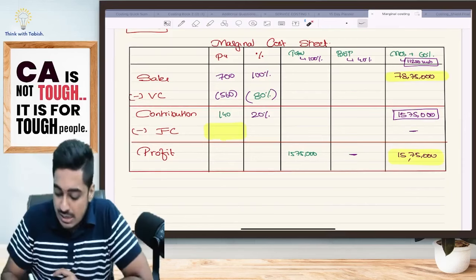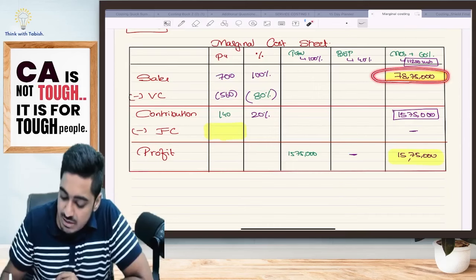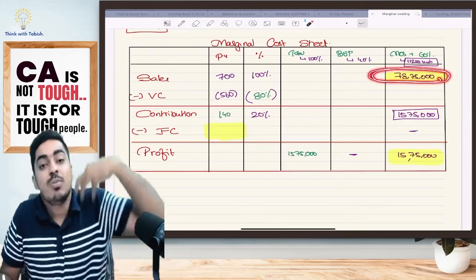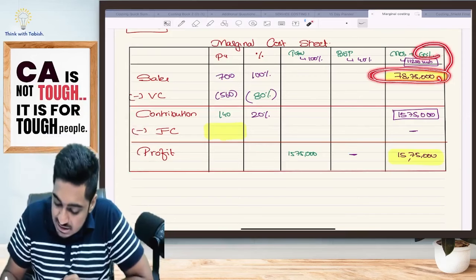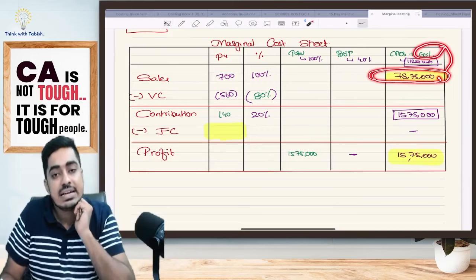Okay, now how much amount is my margin of safety? Sir, my margin of safety is 78,75,000. This is how much percentage of sale? Sir, this is 60% of sale. That means what is my total sale? Can I calculate it even?